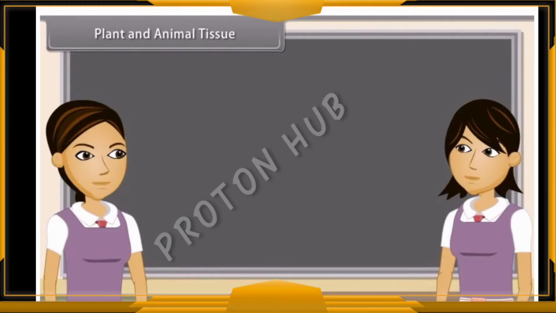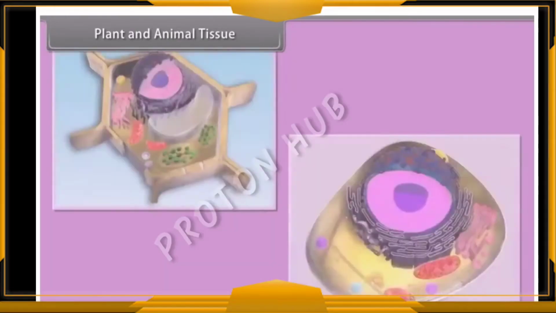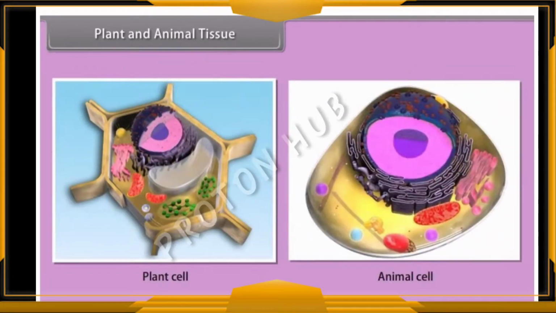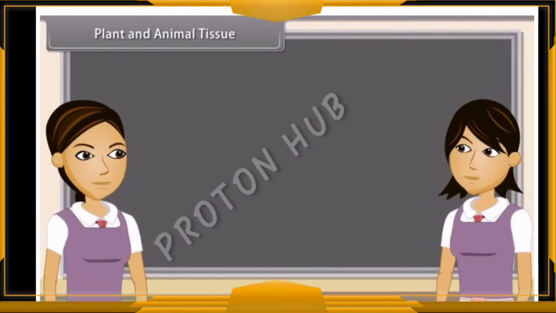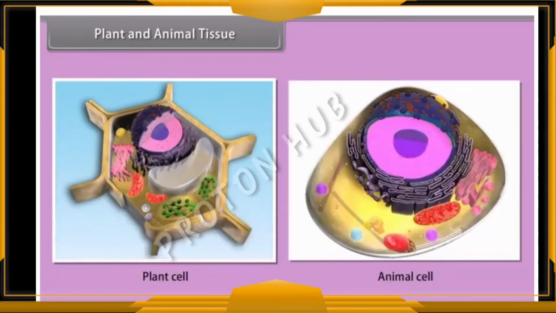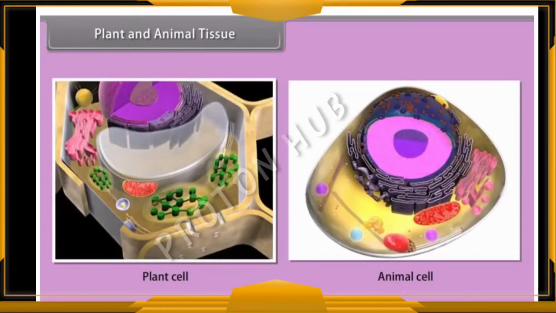Plant and animal tissue. Plants and animals both are living organisms, but their internal structures are entirely different. Can you tell me why? I know one major difference is that plants are autotrophic. That is, they can make their own food in presence of sunlight, carbon dioxide and water with the help of chloroplasts.